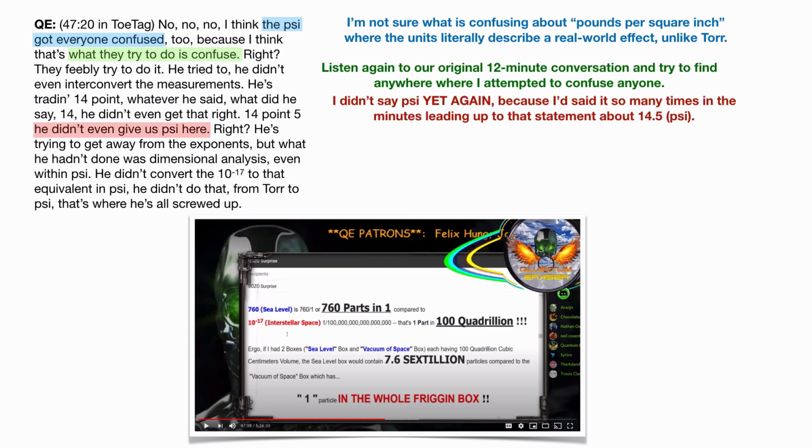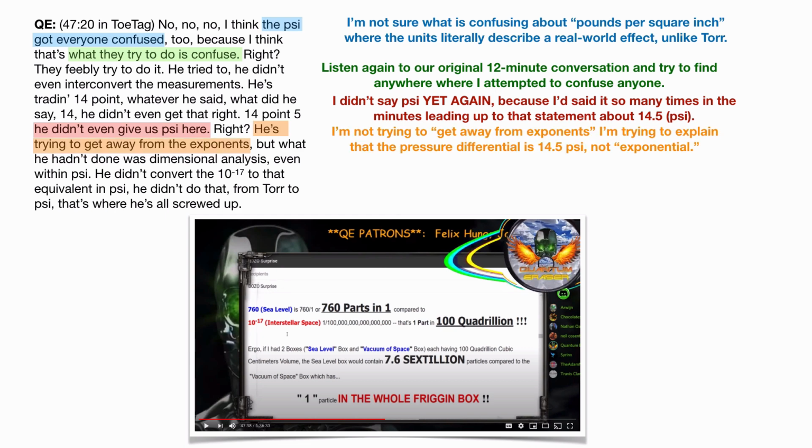And then he's like, he didn't even give us PSI. Well, I didn't say PSI because literally 30 seconds earlier I did say PSI. I'd said it so many times in the minutes leading up to that statement. So I just said 14.5. Everyone should understand that I meant PSI. And then he says he's trying to get away from the exponents. No, I'm trying to explain the pressure differential is not exponential. It's 14.5 PSI. But he's got this thing with exponents.